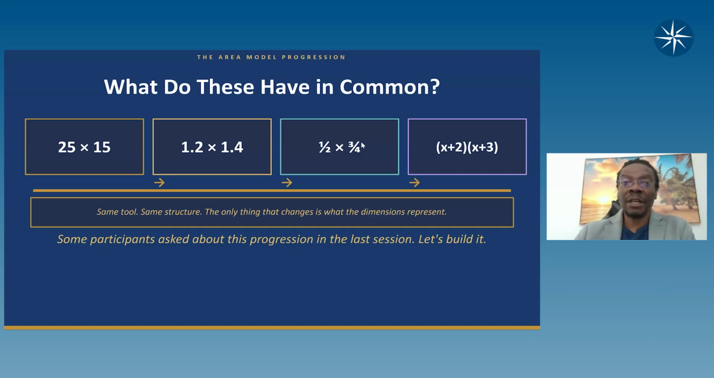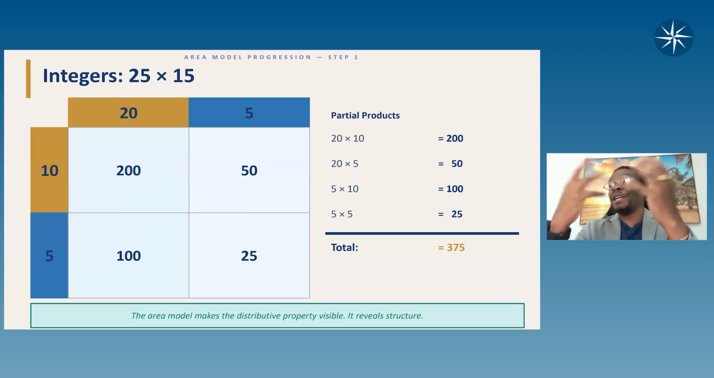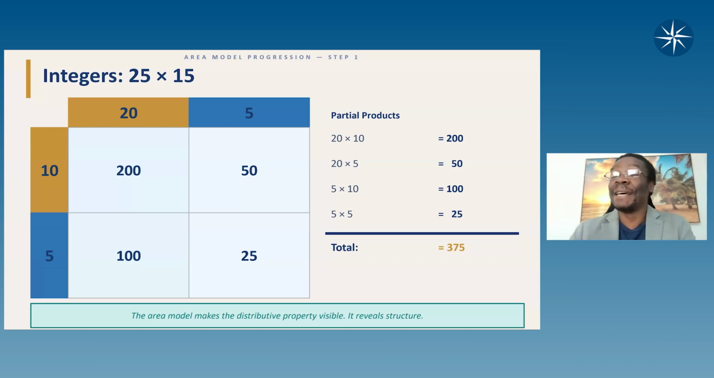So, all right, let's dive right in. We're going to use one common tool to go across the progression, right? And as I said, some folks asked about this last week, so let's build it. So we are multiplying 25 by 15. The kids who are working fluently at the standard algorithm level, where they're doing abstract, could multiply this quite easily. But some kids who are still struggling in math may need to see this as partial products.